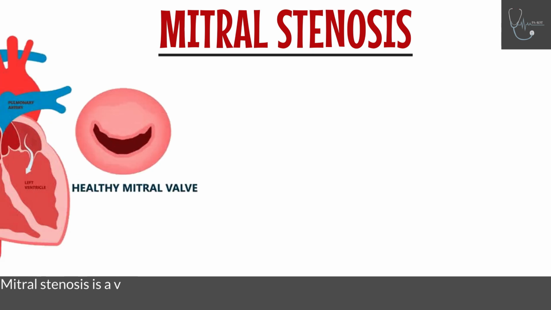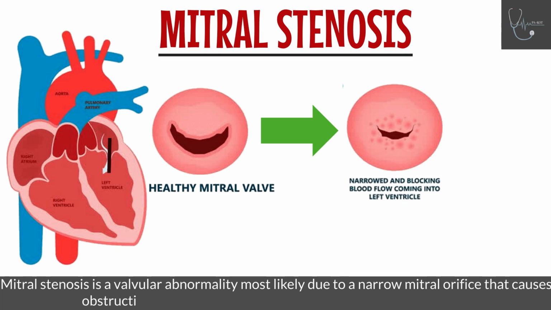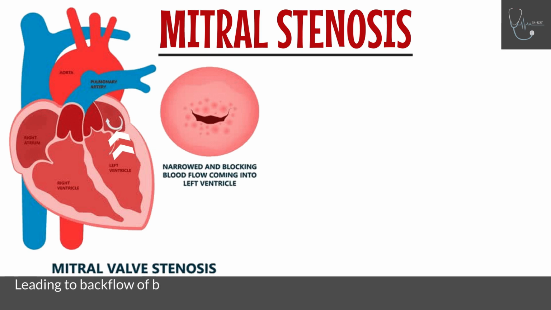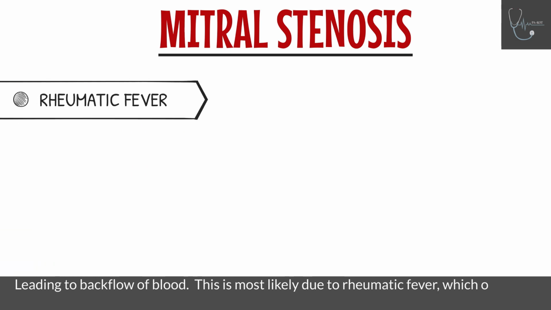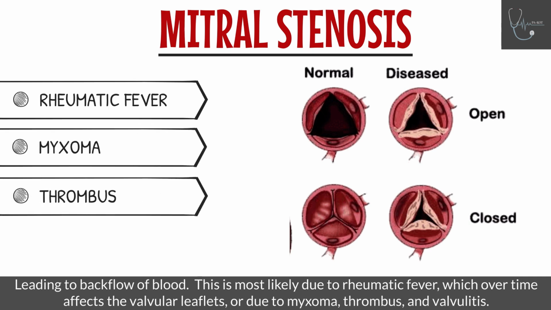Mitral stenosis is a valvular abnormality, most likely due to a narrow mitral orifice that causes obstruction of blood flow from the left atrium to the left ventricle, leading to backflow of blood. This is most likely due to rheumatic fever, which over time affects the valvular leaflets, or due to myxoma, thrombus, and valvulitis.